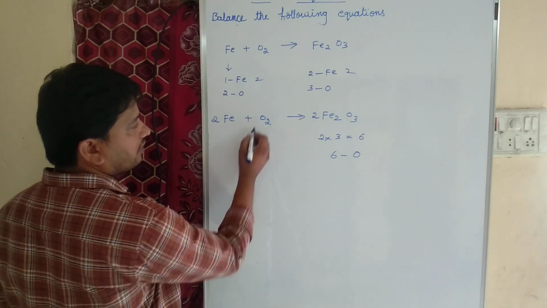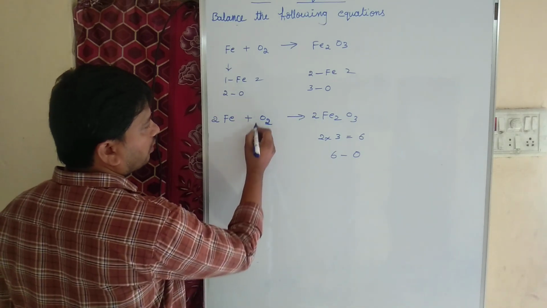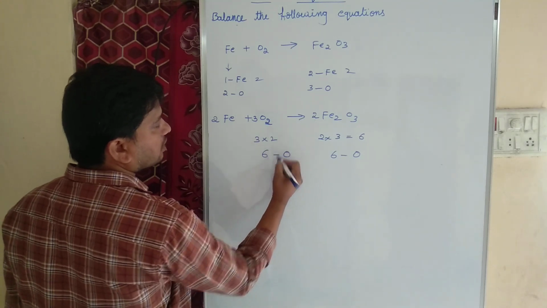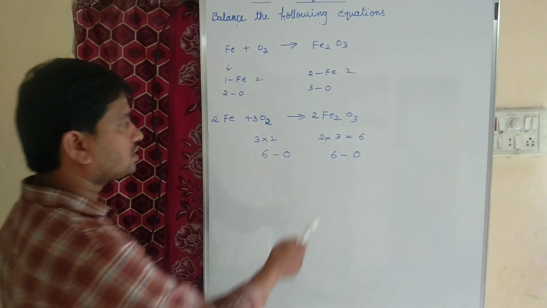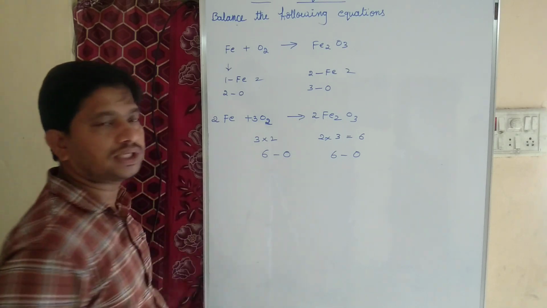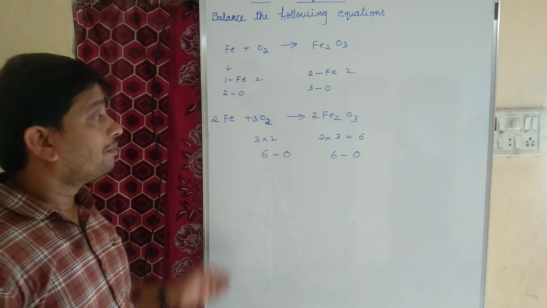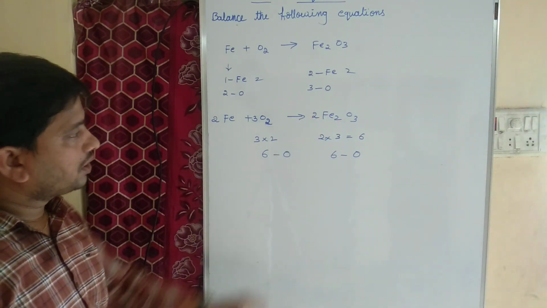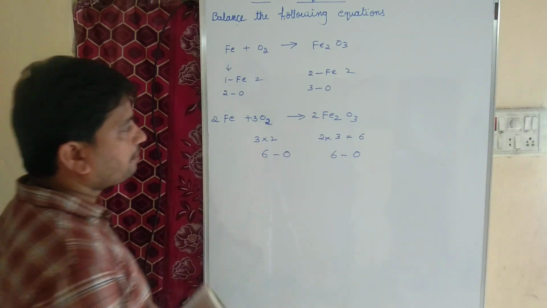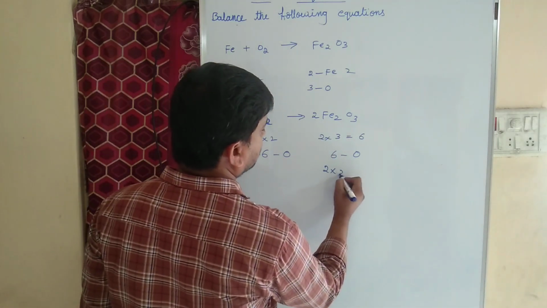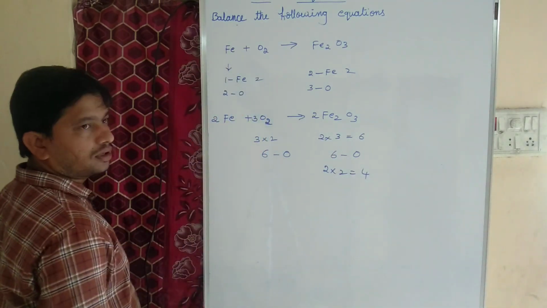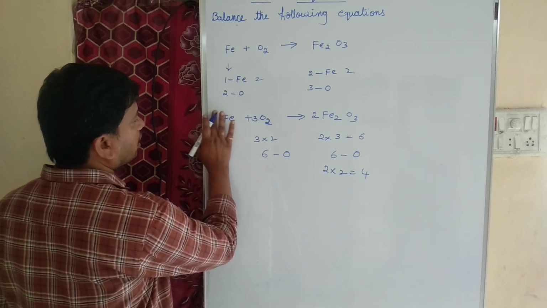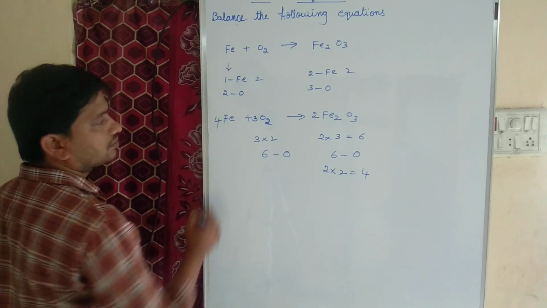But whereas left hand side we have only 2 atoms of oxygen. So what I want to do, I want to add here 3. So this will become 3 into 2, 6 atoms of oxygen. So here also 6 atoms of oxygen, here also 6 atoms of oxygen. So oxygen atoms got balanced. But when we are doing this process, again it affected iron atoms. Here how many atoms of iron do we have? I mean here we have 2 into 2, that is equal to 4 atoms of iron. But what about here? It becomes 2 atoms of iron. So what I want to do, I want to add instead of 2, 4.